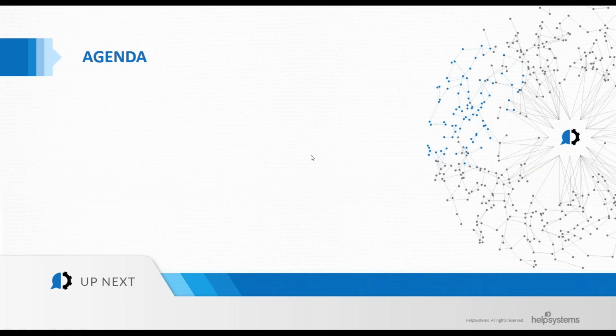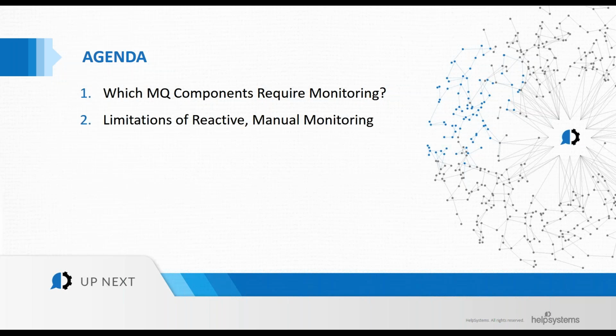So let's take a look at today's agenda. We'll start by introducing the key elements of IBM MQ that require monitoring, and more importantly, why you should be monitoring them. Next, we'll explore the limitations of reactive manual monitoring before dissecting why exception-based notifications are really the way forward. We'll finish off by taking a look at some of the best practices for automated monitoring.